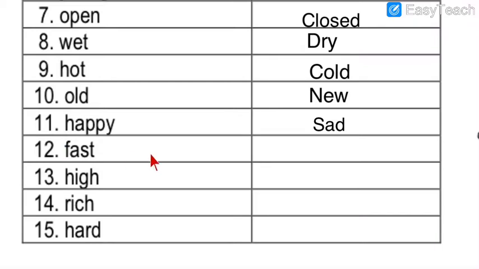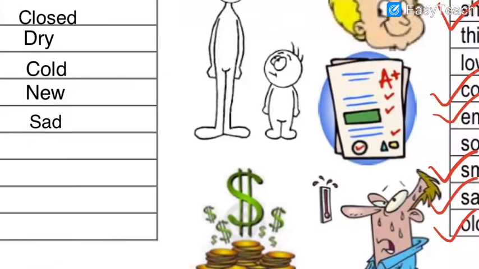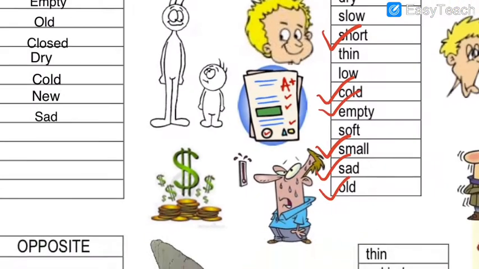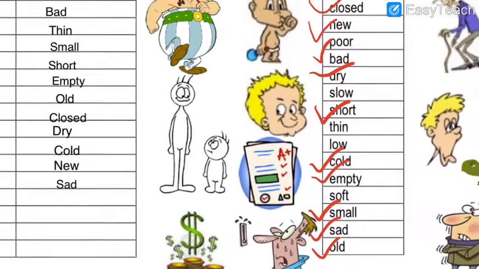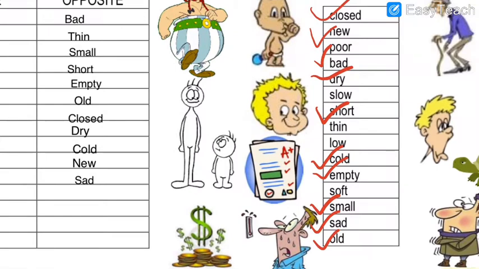Okay. Next is fast. So I will ask you fast to find out the answer. Quickly find out the answer. So what is the opposite of the word fast? Come on. The options are here. Try to find it out. Your time starts now. 5, 4, 3, 2, 1, 0.